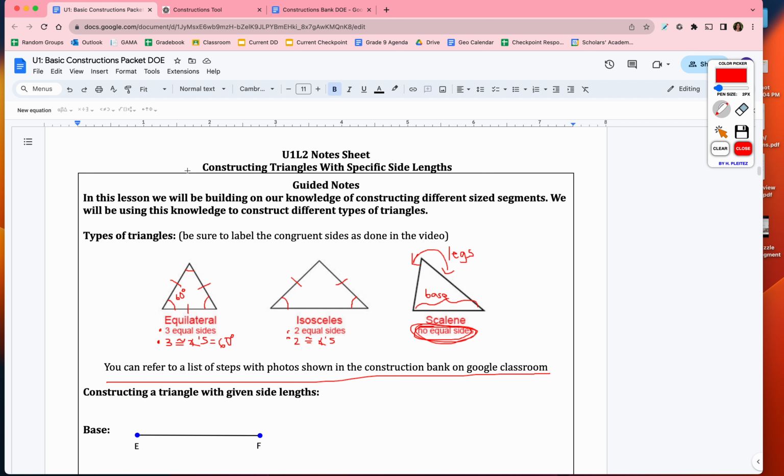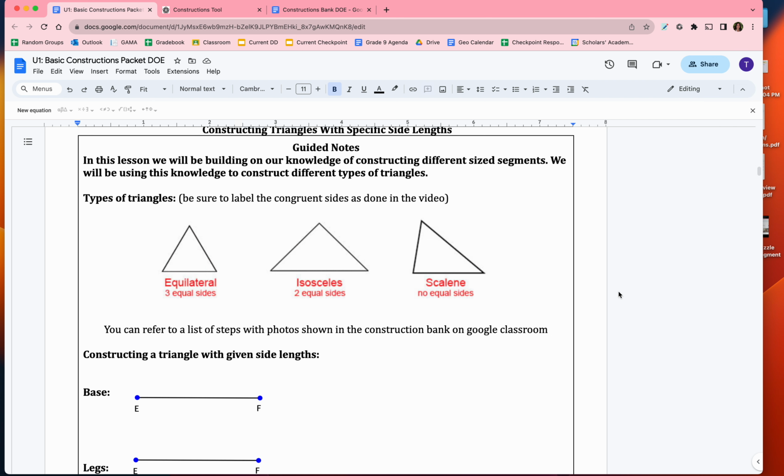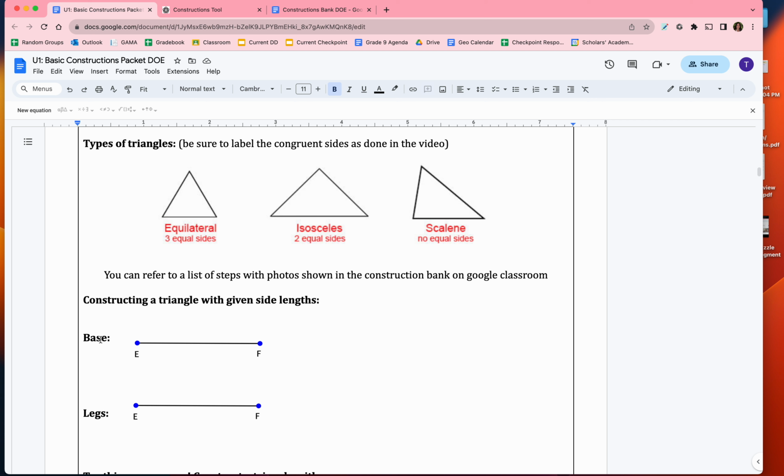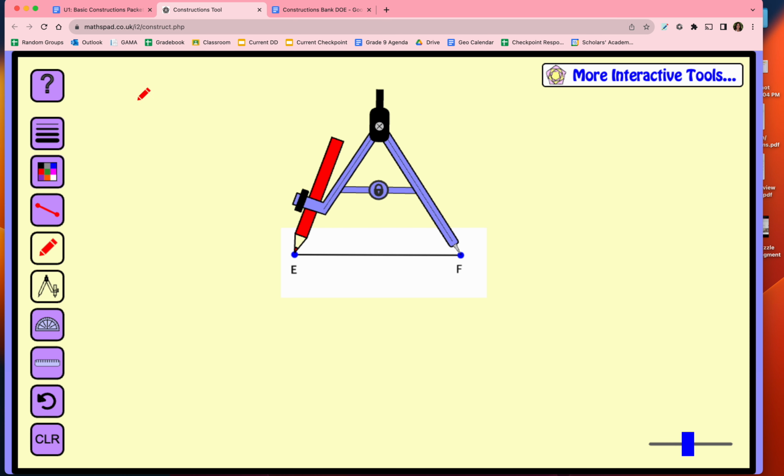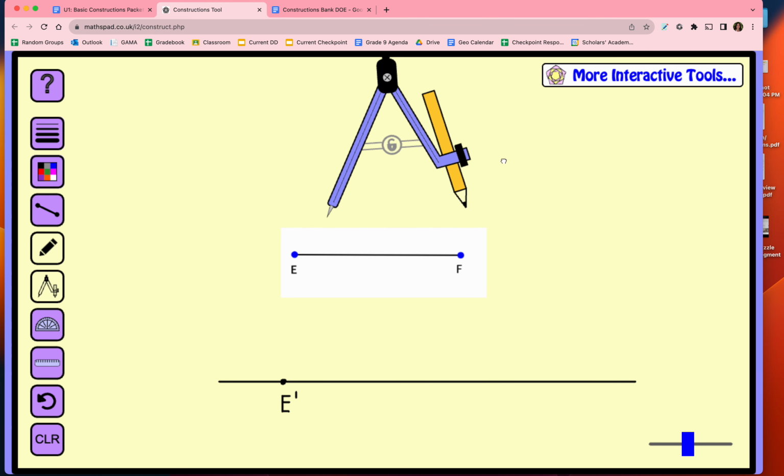Getting back into today's specific constructions, the first thing that we're going to be doing is constructing a triangle with the base congruent to EF and with the legs also congruent to EF. First things first, I always like to copy the base first. I will take our straight edge and make a reference line. After you make your reference line, you will mark your starting point. I'm just going to call this E prime for now. The first thing we need to do is copy this segment for our base. We have to copy EF.